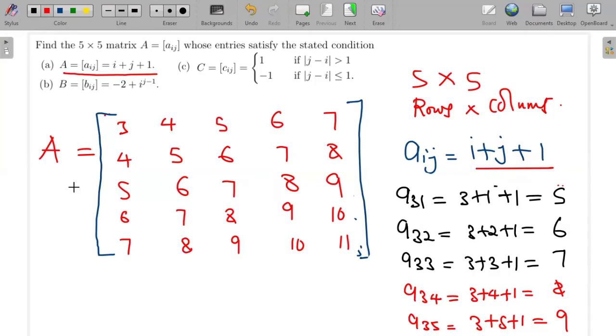So on A, we've constructed a 5 by 5 matrix, using the formula that we've been given there, depending on where the element sits. So meaning which row is it in and which column is it in. We managed to construct a 5 by 5 matrix. Okay, so that's the answer for part A. Let's look at part B.